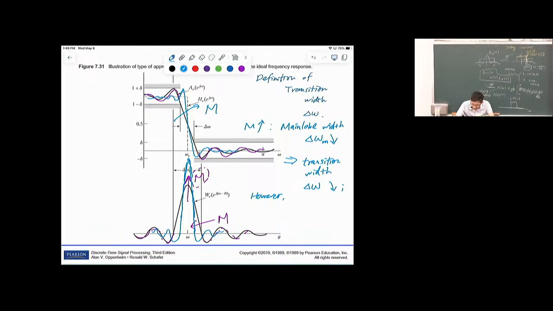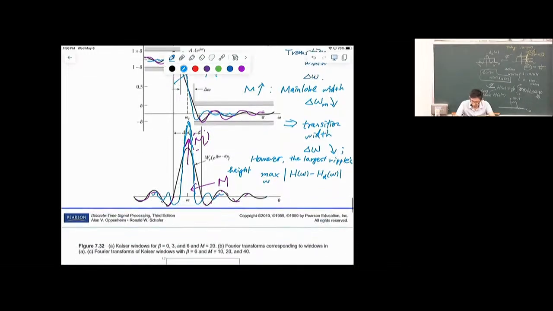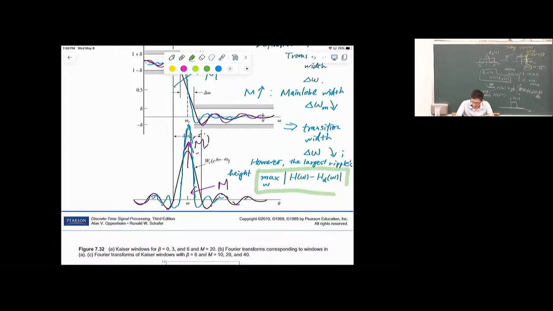So let's put some mathematical notation. When we consider the maximum of our result of design minus our desired response, if we do that and search among all omega, the maximum deviation is the height of the largest ripple, right? Can we agree on that? This notation, the largest ripple's height, can be expressed by this. We look around all omega and see where it has the largest deviation from the desired response.